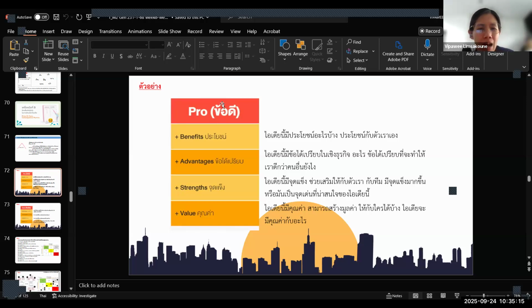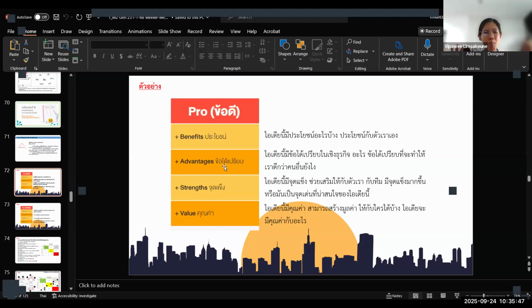Regarding pro and con, of course we're familiar with it, but I want to give more examples of how we could ask ourselves when we use pro and con tools. For example, what are the benefits of this idea that we have? Benefit to ourselves, or benefit to society or others? What are the advantages of it?